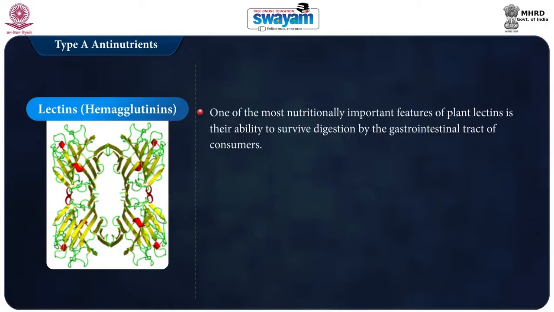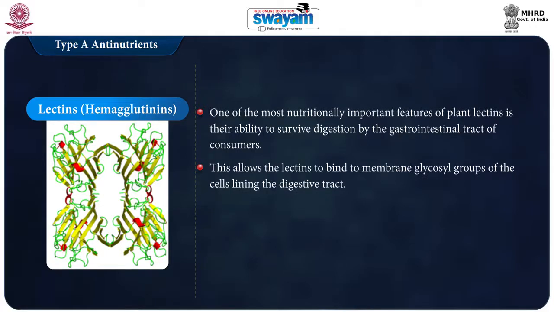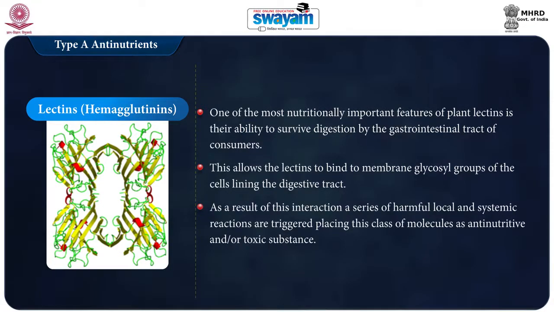One of the most important features of plant lectins is their ability to survive digestion by the gastrointestinal tract of consumers. Now, in such a situation, it allows the lectin to bind to membrane glycosyl group of cells lining the digestive tract. As a result of this interaction, a series of harmful local and systemic reactions are triggered, placing this class of molecules as anti-nutritive and or toxic substance.